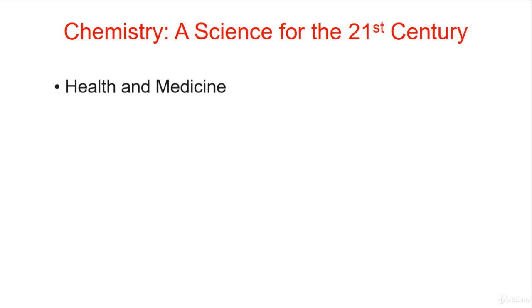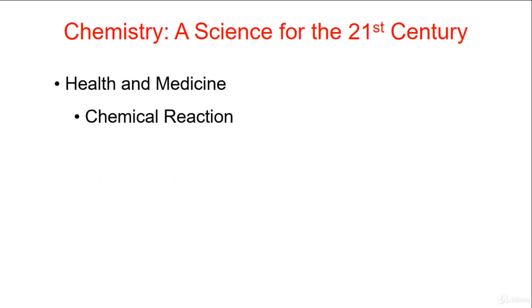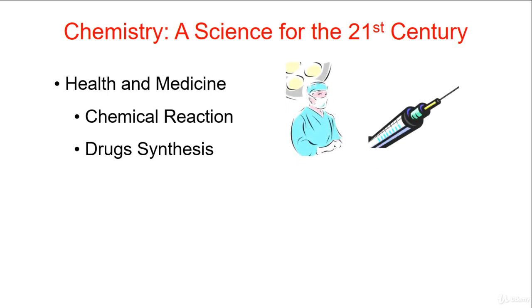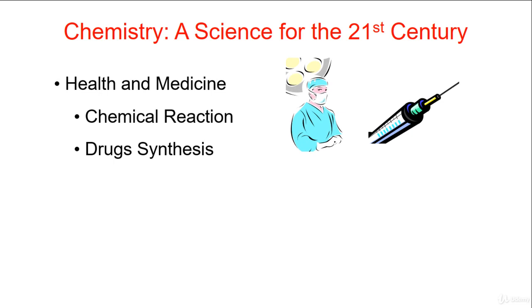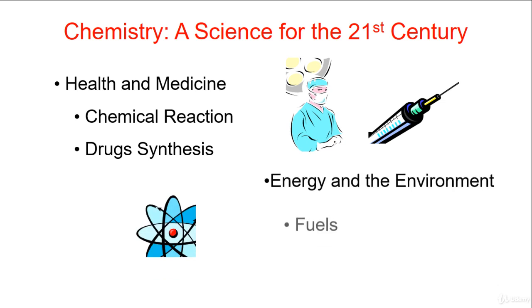From the application of chemistry, we can say health and medicine, chemical reaction, and drug synthesis. Chemistry is important in medicine because most diseases, injuries, and treatments involve chemicals and chemical processes. By understanding chemistry, we are able to develop drugs that fight disease, develop better nutrition, and develop healthier environments to avoid disease. Energy and environment: fuels, solar and nuclear energy.